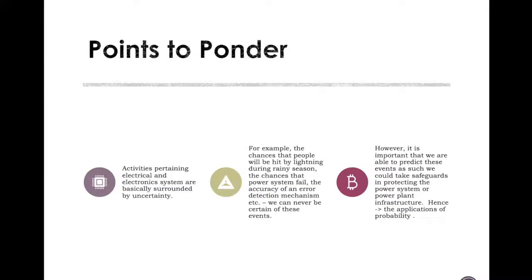Before that, there are several points to ponder. Activities pertaining to electrical and electronic systems are basically surrounded by a lot of uncertainty. For example, the chances that people will be hit by lightning during rainy seasons, the chances that a power system fails, the accuracy of an error detection mechanism, and so on. We can never be certain and we can never expect these kinds of events to occur. However, it is important that we are able to predict these events. As such, we could take safeguards in protecting the power system or the power plant infrastructure, for example.